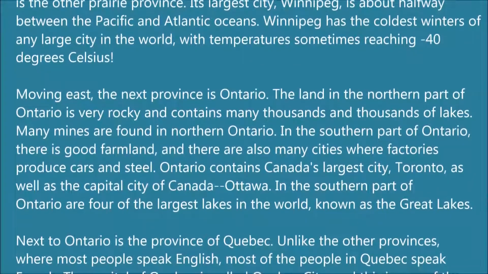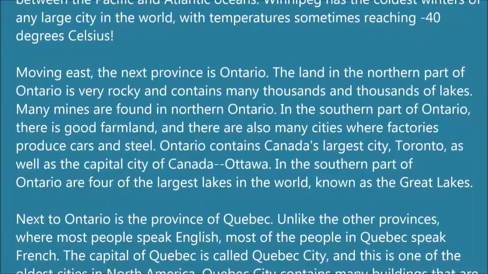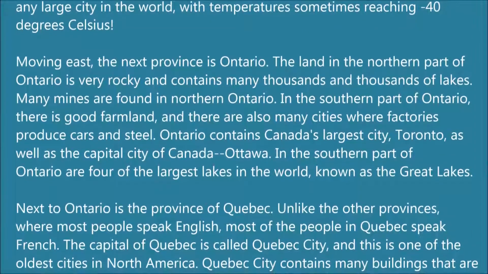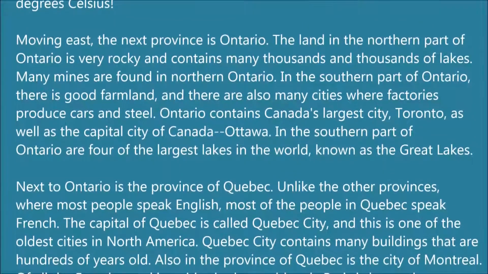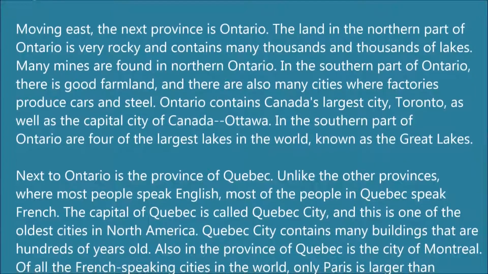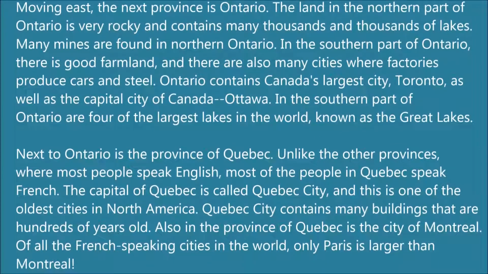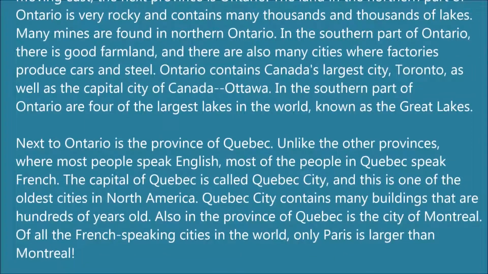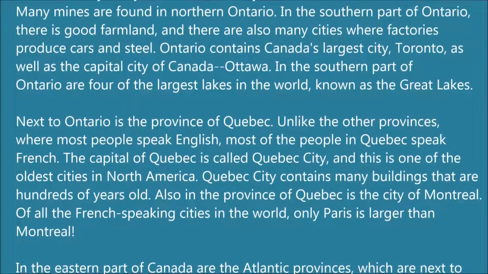In the southern part of Ontario, there is good farmland, and there are also many cities where factories produce cars and steel. Ontario contains Canada's largest city, Toronto, as well as the capital city of Canada, Ottawa. In the southern part of Ontario are 4 of the largest lakes in the world, known as the Great Lakes.